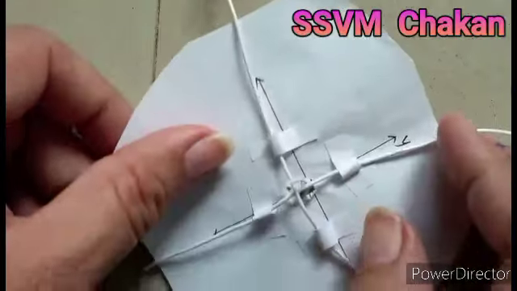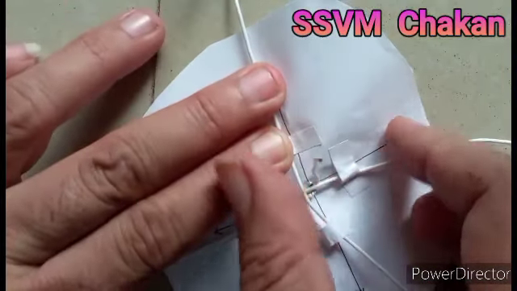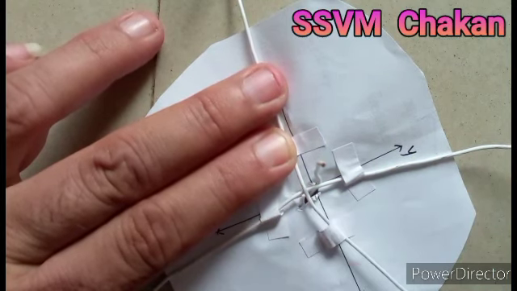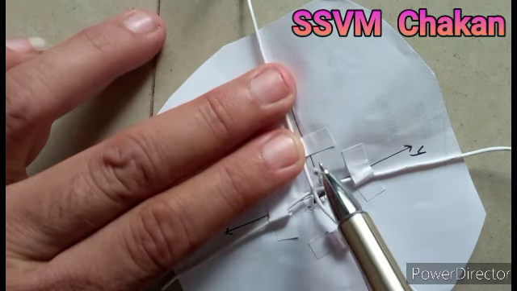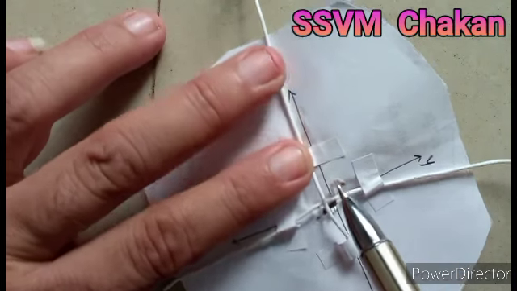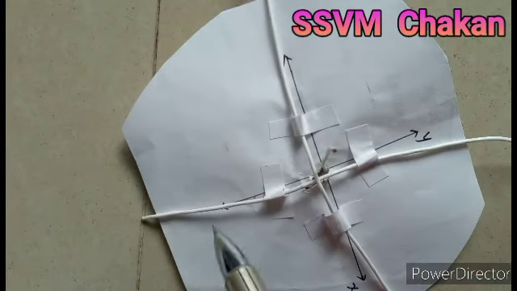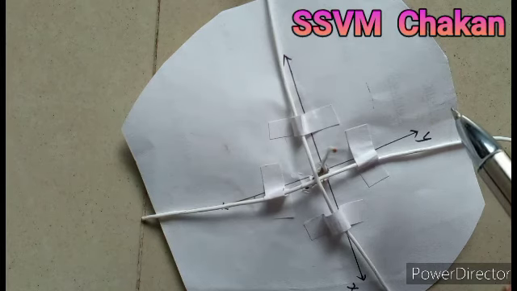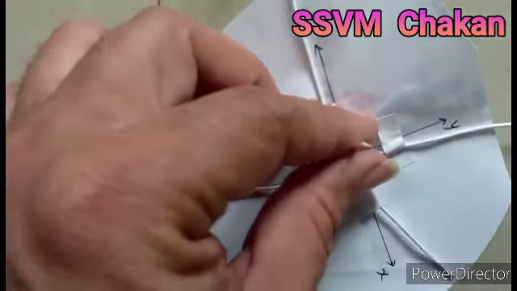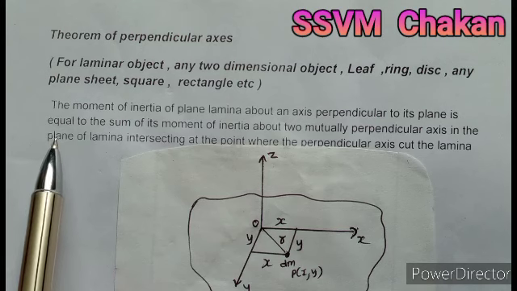So there are the three axes. One is x, another is y, and this is your third axis, the z-axis. Now we calculate the moment of inertia about this third axis, the z-axis, which is equal to the sum of the moment of inertia along the x-axis plus the moment of inertia along the y-axis, called the theorem of perpendicular axis. Now we say theorem of perpendicular axis.